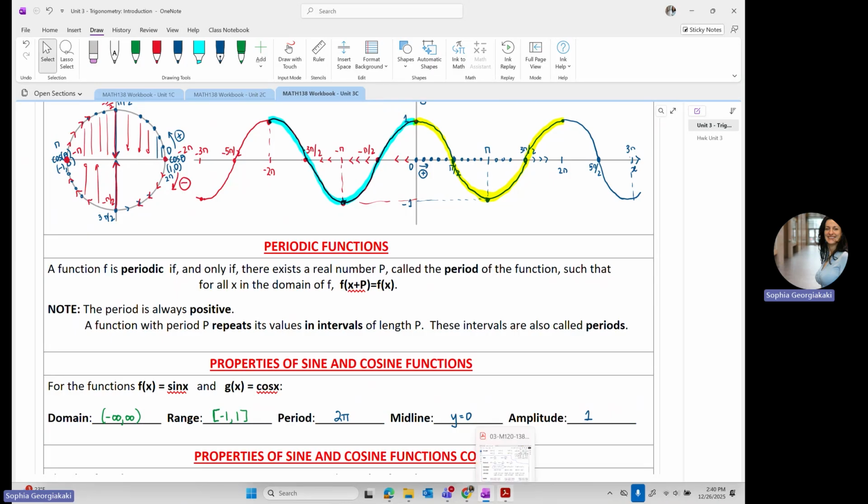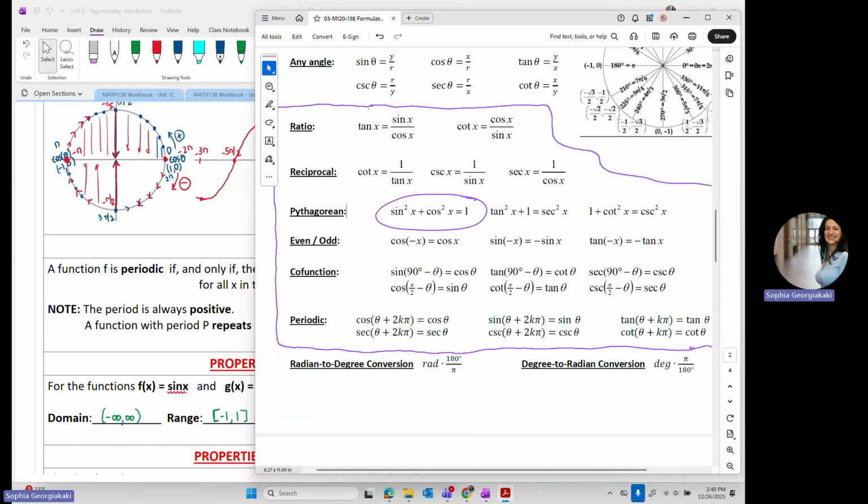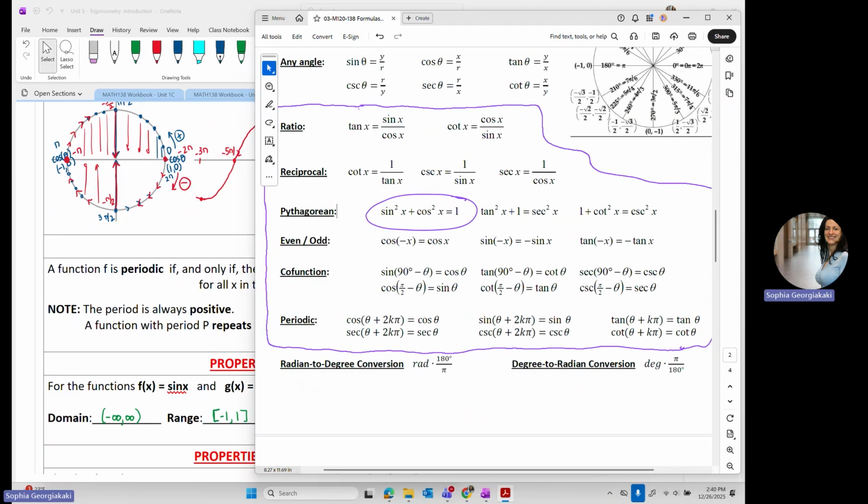And in your formula packet, you have the periodic functions here that basically state that 2 pi is the period for the sine and the cosine function, because k times 2 pi added to any rotation theta will land you exactly in the same place where you were, and you will have the same cosine and the same sine.